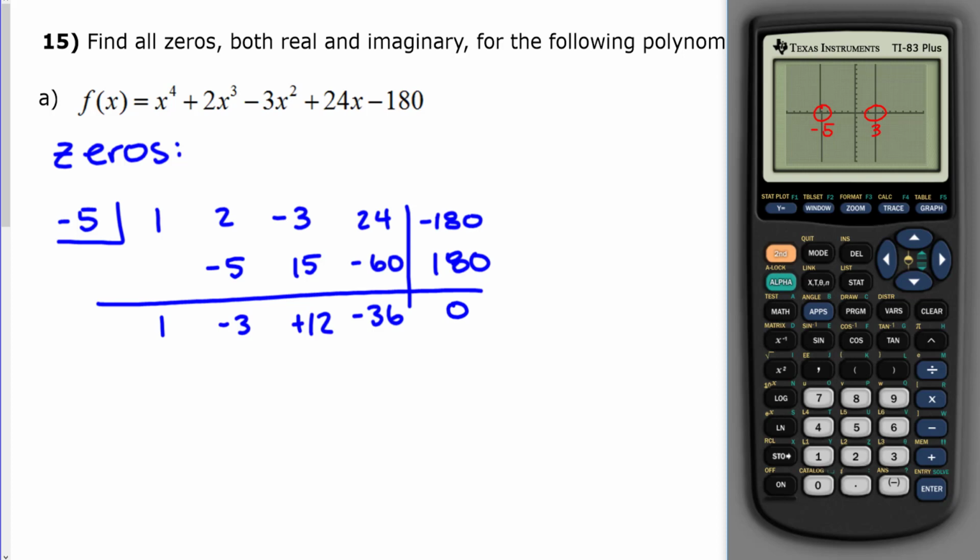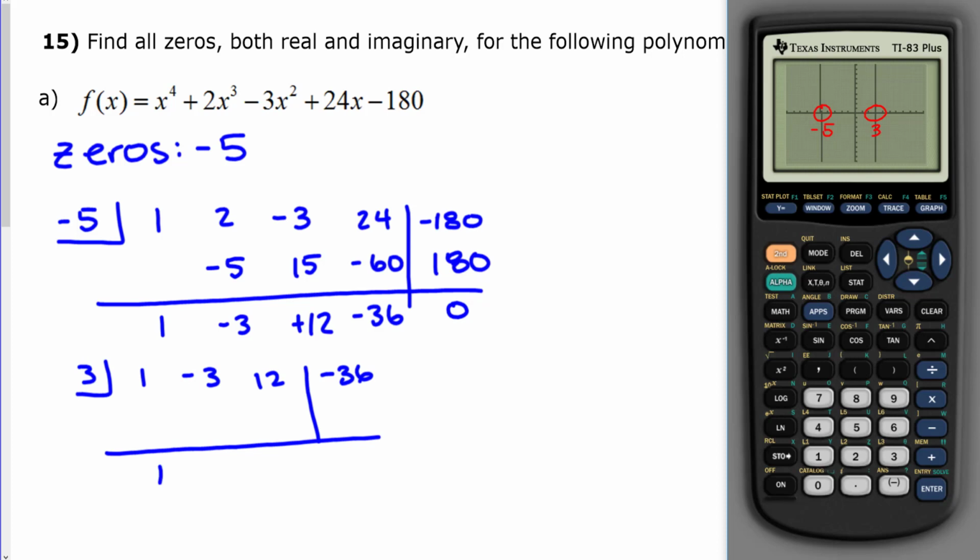So -5, in fact, was a 0. I've proven that it's a 0 now. It's not like the calculator, where it's going through 5.106 or something and I can't quite see it. I've proven that -5 is, in fact, a 0. So I'll do the same for the 3, and hopefully the 3 is also a 0. But I'm going to factor it out of the remaining polynomial, which are these numbers right here.